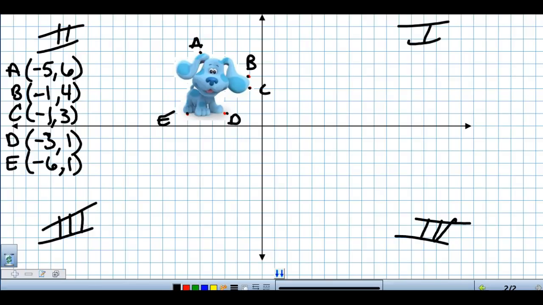Let's go ahead and first reflect them about the x-axis. If we reflect them about the x-axis, what that means is we're essentially folding this drawing at the x-axis, and we're going to trace blue on the other side of it. If I am reflecting about the x-axis, remember the y value changes sign. Nothing else changes. So A is going to be negative 5, negative 6 now.